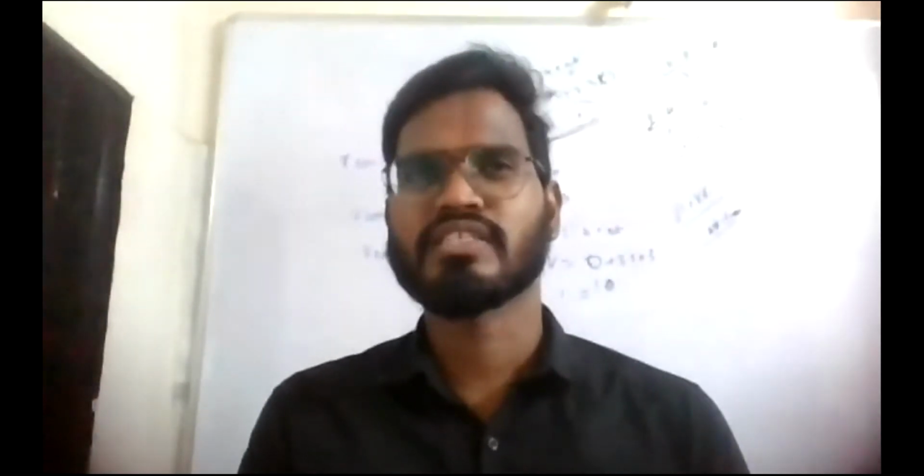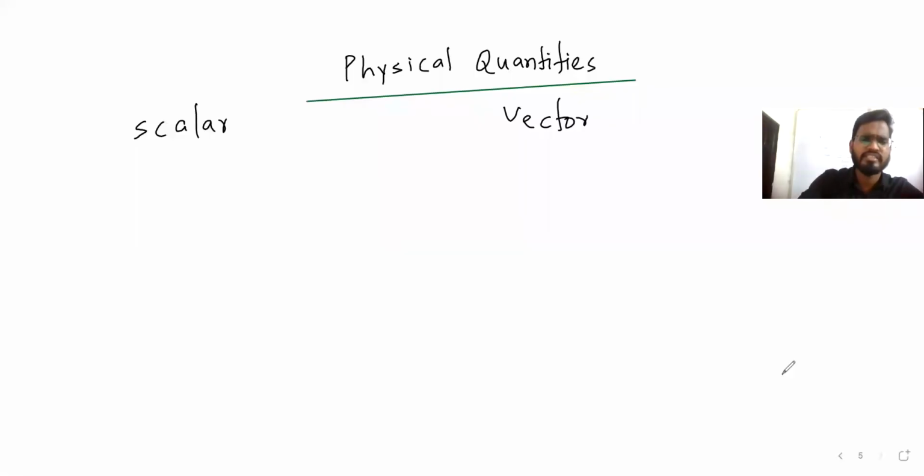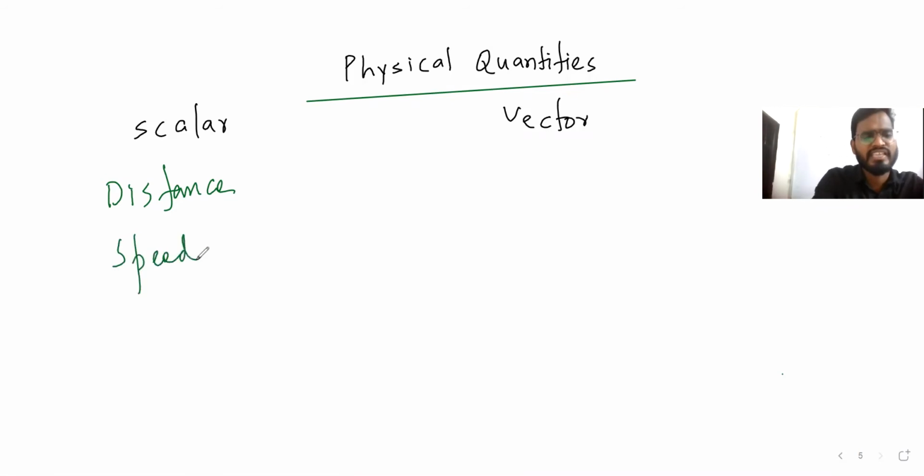So the quantity which is having only magnitude is scalar quantity. The quantity which is having magnitude as well as direction is vector quantity. Fine. So that definition we can write. Let's take a few examples. First, distance is the first example of scalar quantity. Speed is the second example. Many examples are there that we'll learn later because we are not familiar with all the examples.